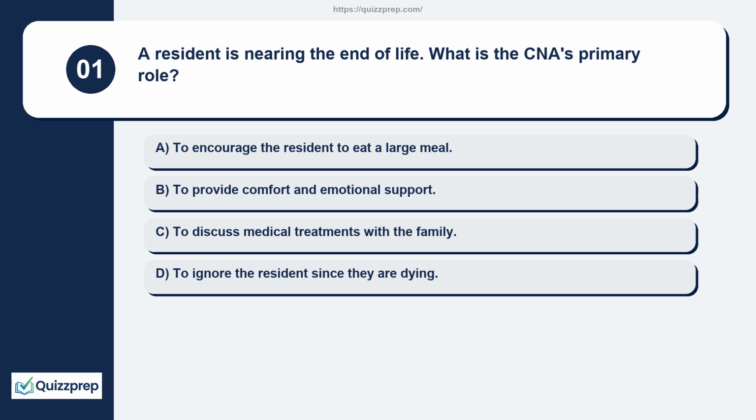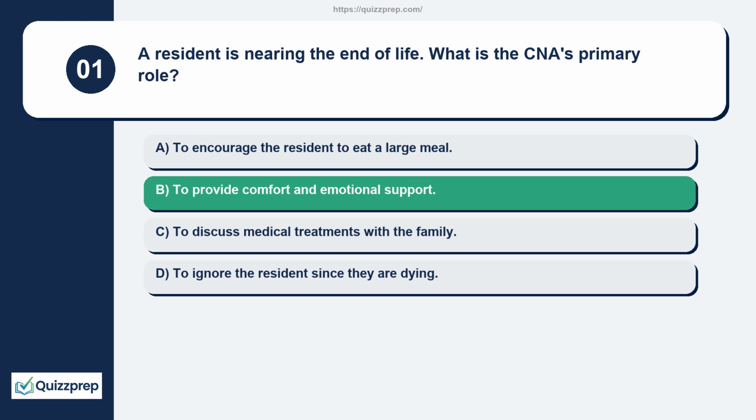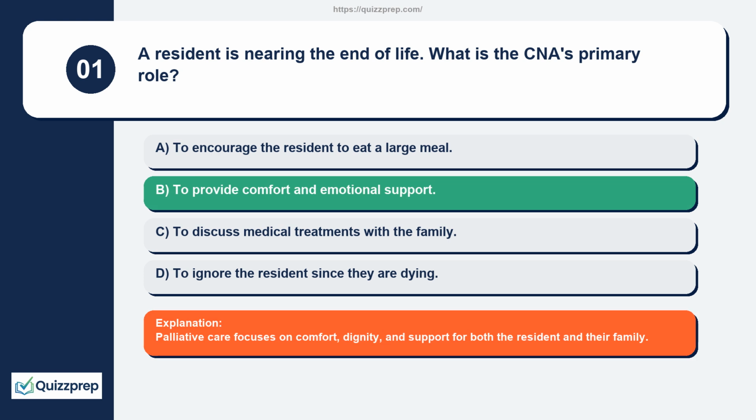Question 1. A resident is nearing the end of life. What is the CNA's primary role? To encourage the resident to eat a large meal, to provide comfort and emotional support, to discuss medical treatments with the family, to ignore the resident since they are dying. Palliative care focuses on comfort, dignity, and support for both the resident and their family.